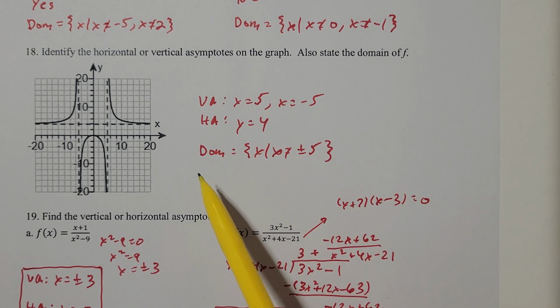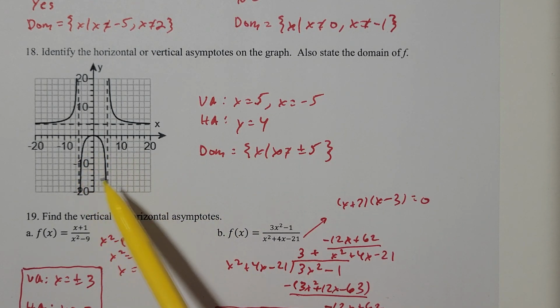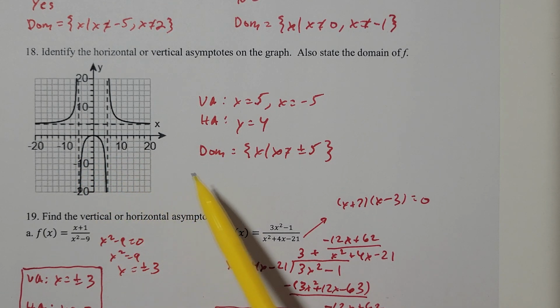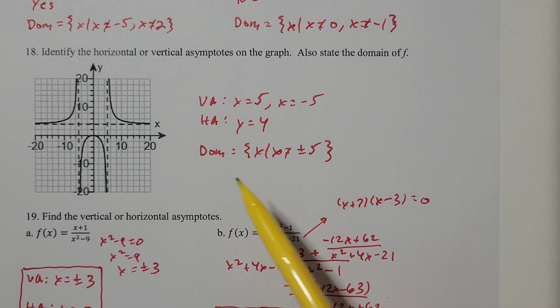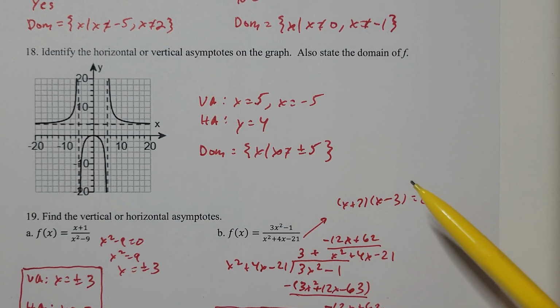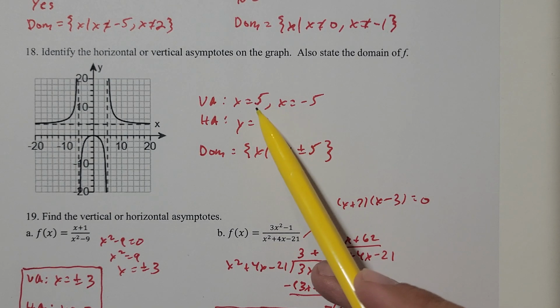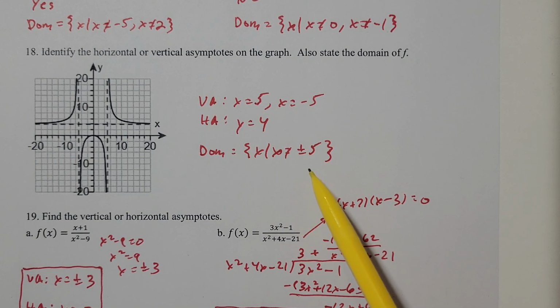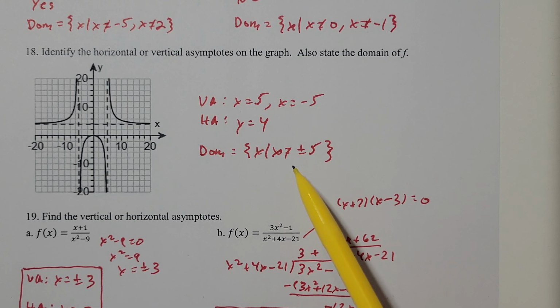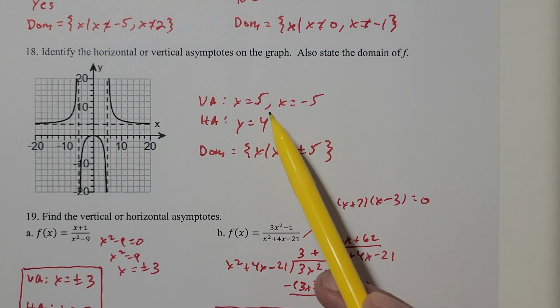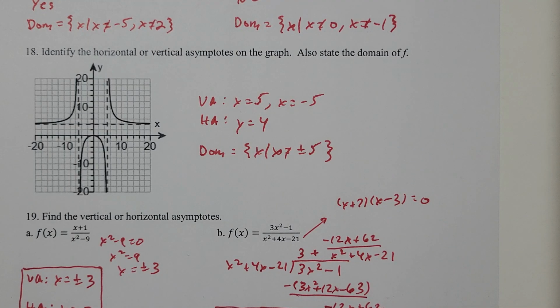Now the domain of this function is asking for the x values. So we get the vertical asymptotes by knowing the domain of the function. So the domain will be all real numbers except for 5 and -5. So because you're throwing away 5 and -5, you're going to have two vertical asymptotes at x equal 5 and x equal -5.